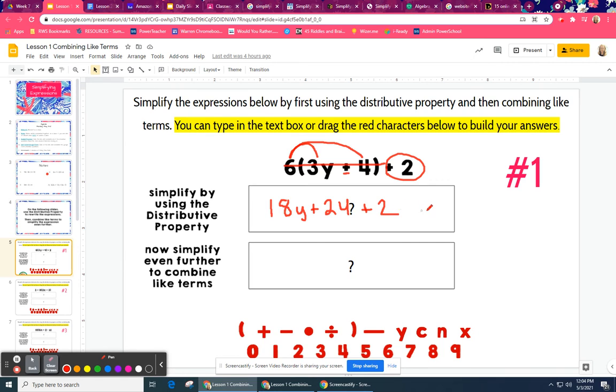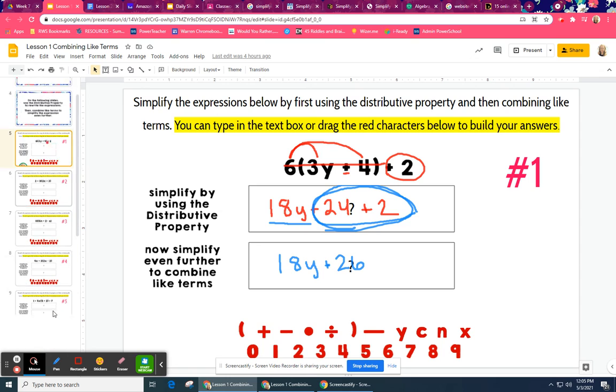It just says simplify using the distributive property. The second text box says simplify even further by combining like terms. Your like terms in this case are these two. So you can combine or do the math on any numbers that have the same variable attached to it or any numbers that are just plain numbers. So we can add that 24 and 2 together, but there's nothing we can combine the y with because there's no other number that has a y. So it'll stay 18y plus 26. And 26 is the sum of these two numbers. And that's it. Let's do another one.